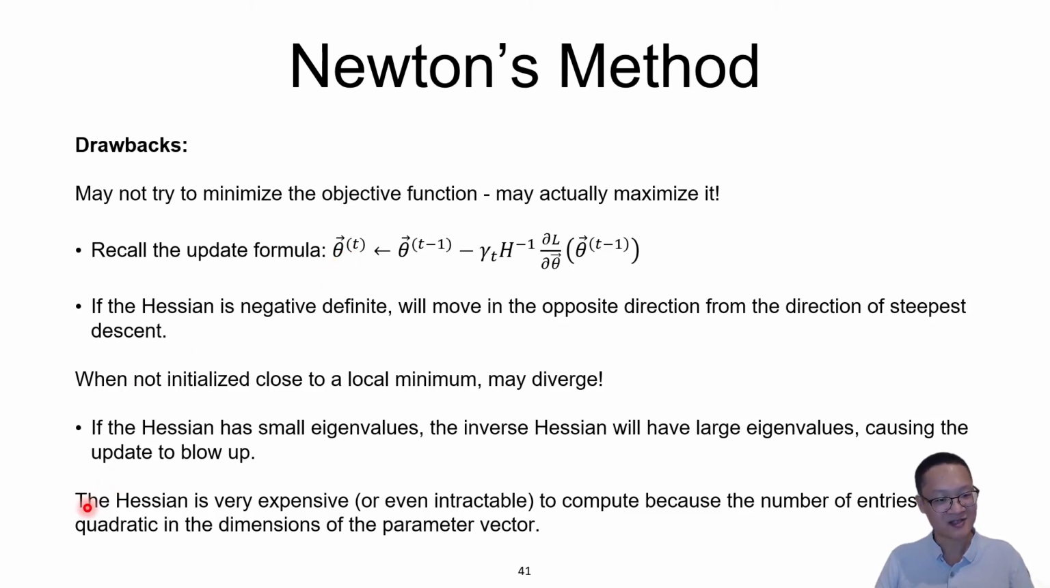Okay, lastly, the Hessian is actually very expensive to compute because the number of entries is quadratic in the dimension of the parameter vector. If you have 10 components in the parameter, then H would be 10 by 10. It has 100 entries. If you have, let's say, 1 million parameters, then H would have 1 million squared entries. So sometimes it becomes intractable to compute the inverse.